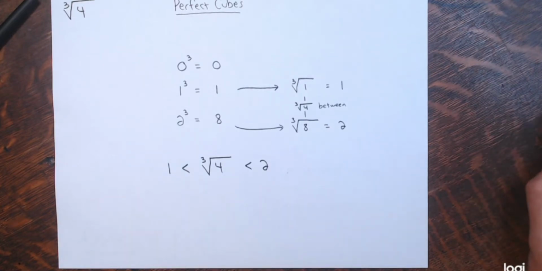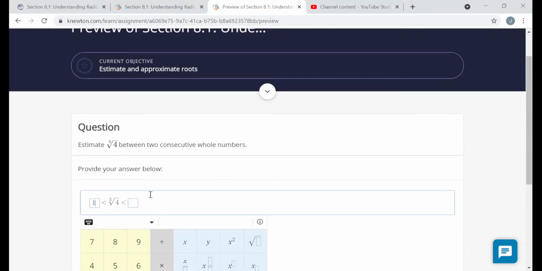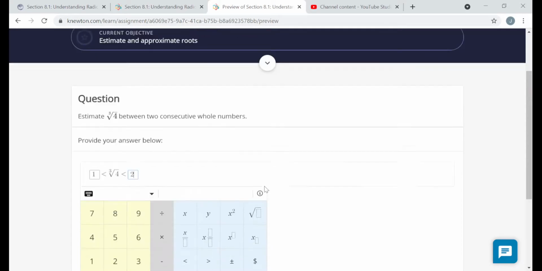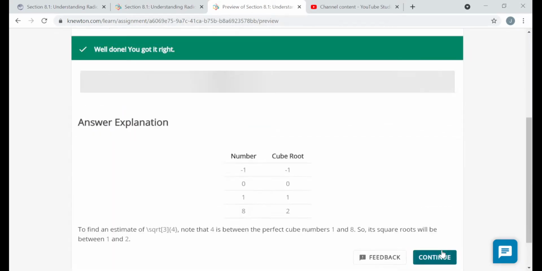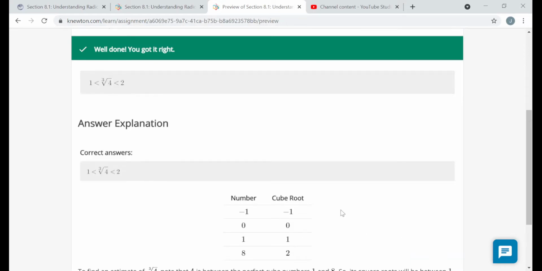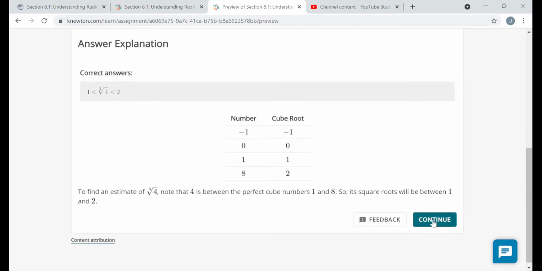Back on the assignment page, saying 1 is less than the cube root of 4, but the cube root of 4 is also less than 2. So the cube root of 4 is between 1 and 2. So you just need to know your perfect cubes, and if it's square root, know your perfect squares, 1 squared, 2 squared, 3 squared, and so on. If it's a perfect fourth power, raise numbers to the fourth power, and so on. So just pay attention to the index, what root is being taken.